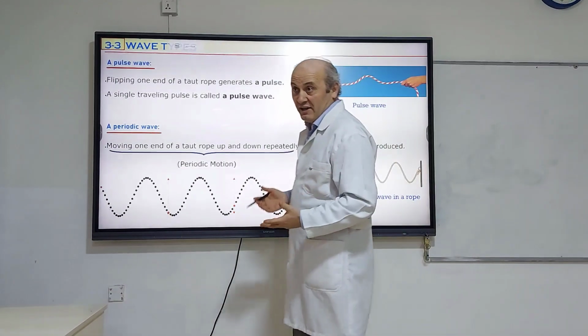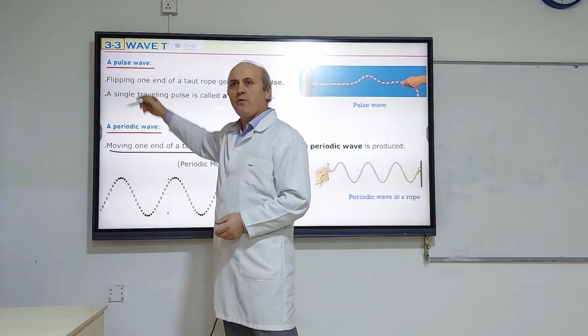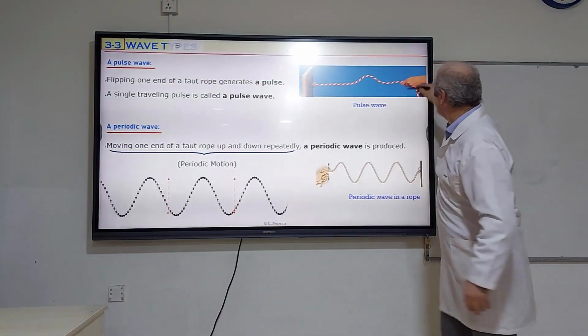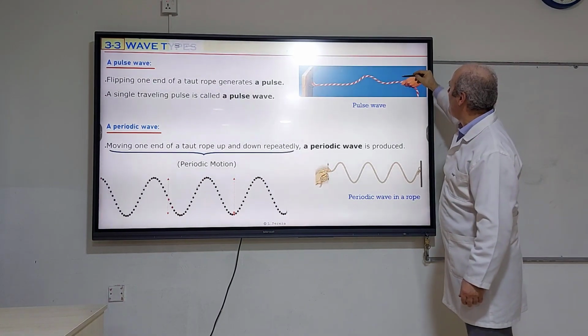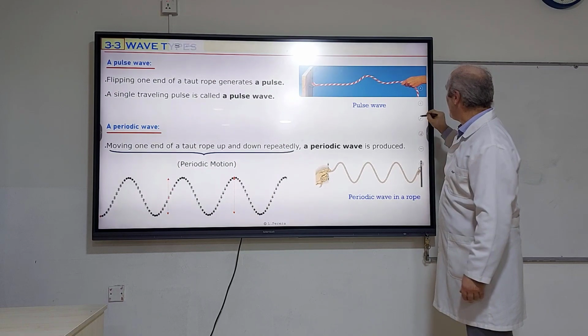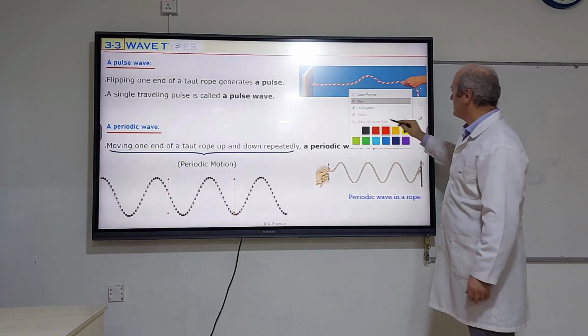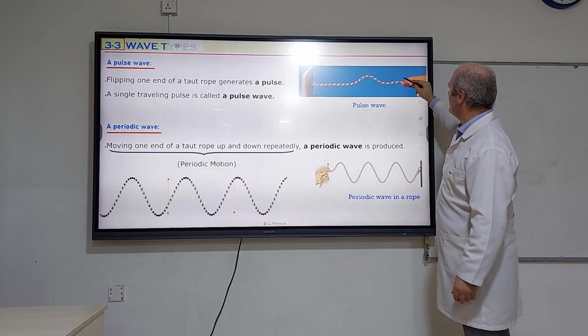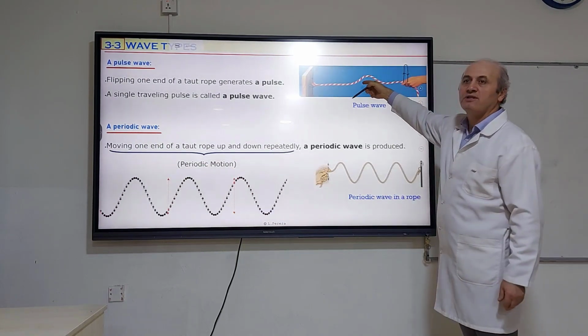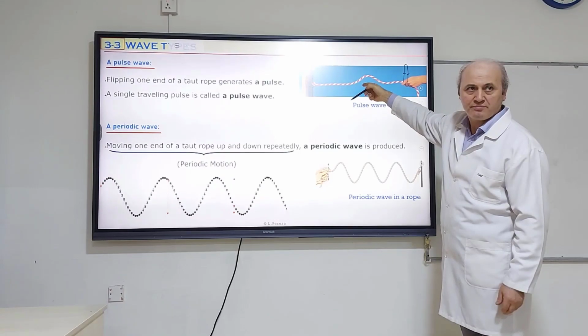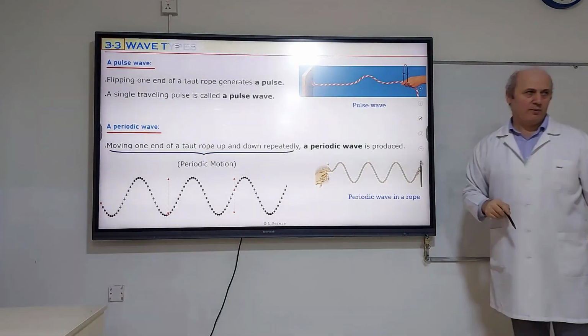Or define a wave, pulse wave. How can we produce a pulse? You are going to flip one end of a tall drop up, then back down to where you started. Yeah, if you start from here, up and back here, so this is producing a pulse. This is a pulse. Look at the hand.